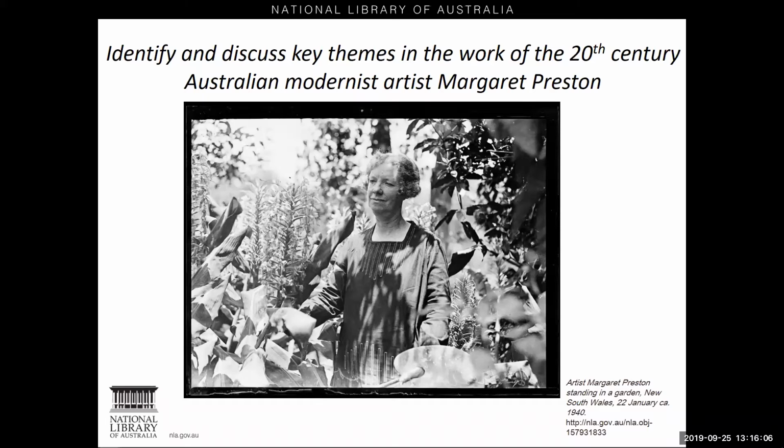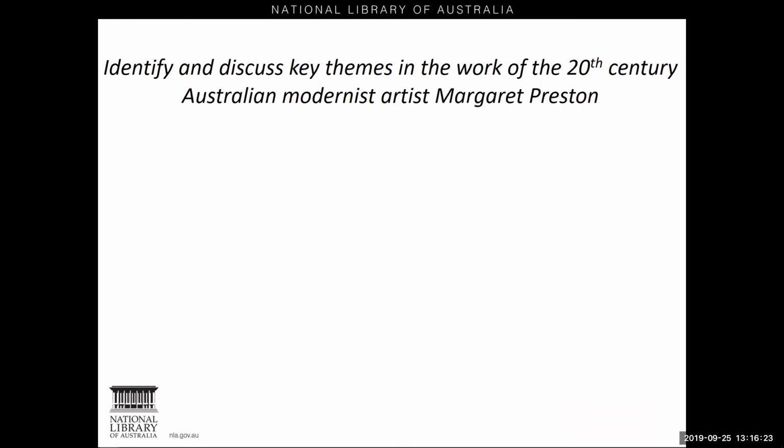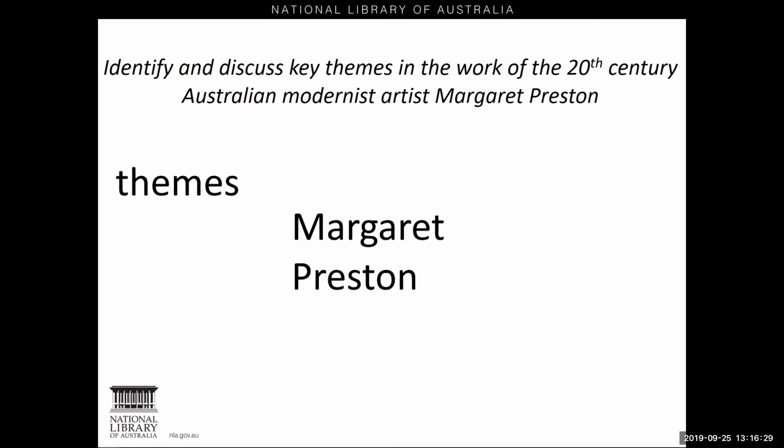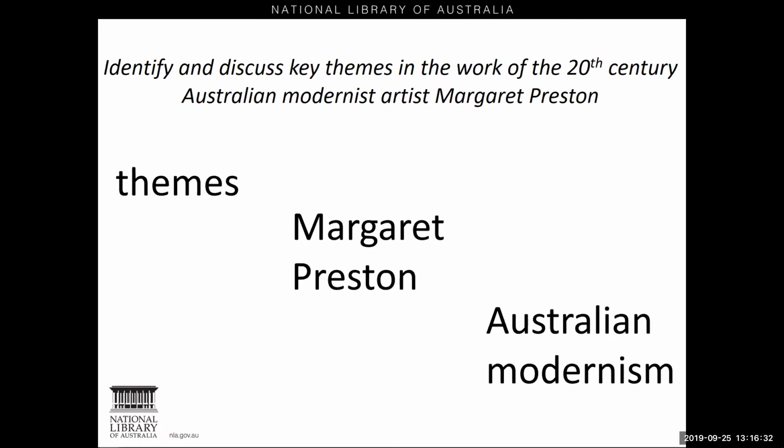All right. So step 1: break down your topic and identify keywords. To begin, it's always a good idea to break down your question and identify the keywords you'll start undertaking your research with. In looking at this example question, 3 obvious starting points come to mind: themes, Margaret Preston, and Australian modernism. And this is where you can get your highlighters out and identify those keywords within that initial question.